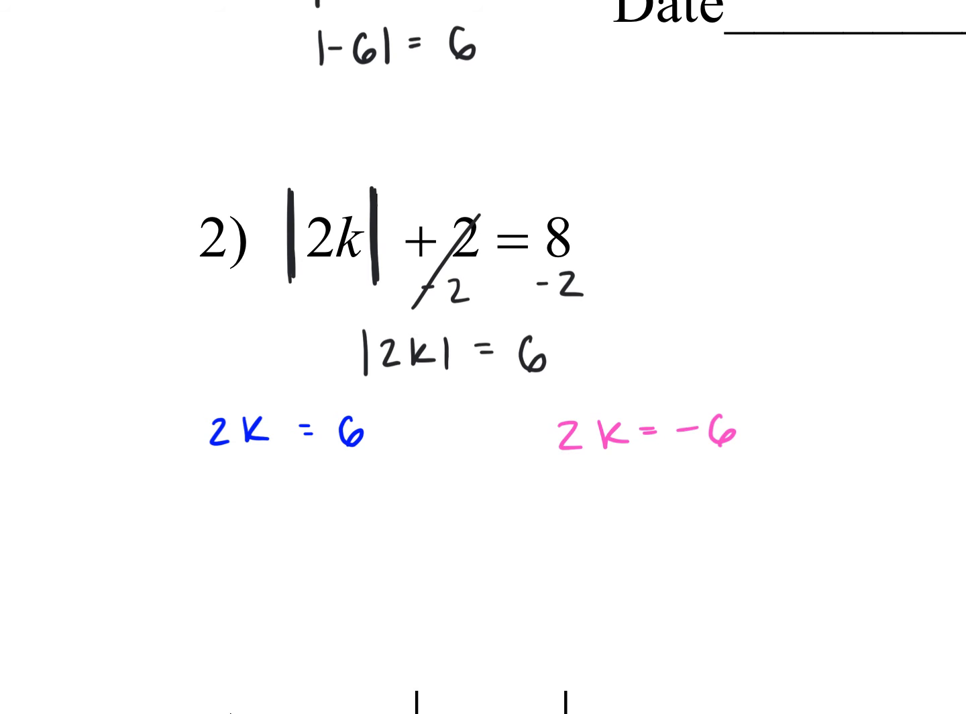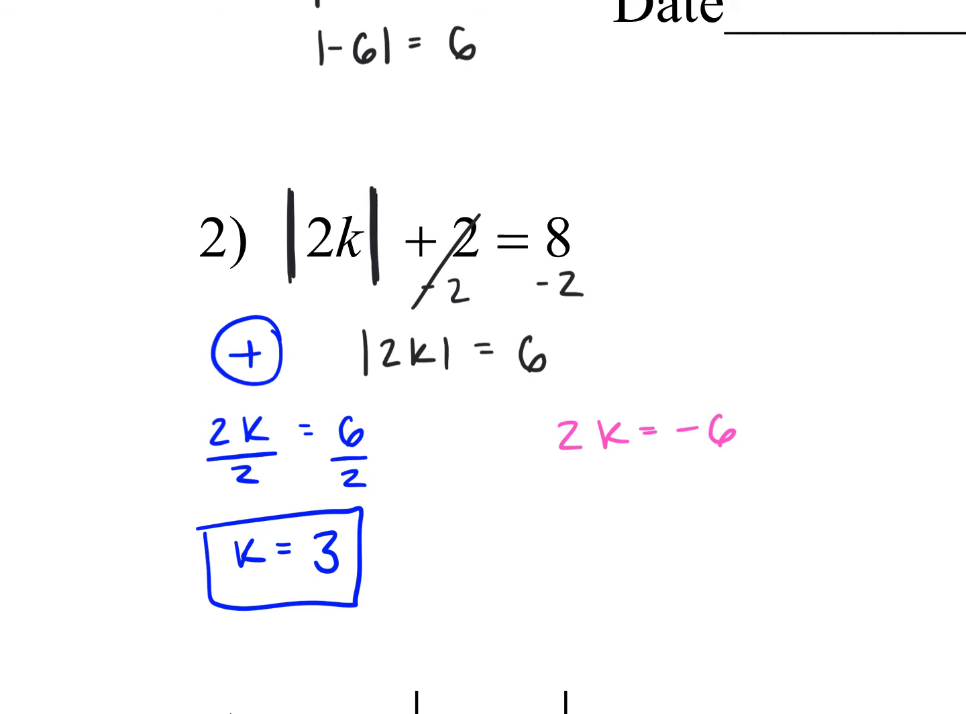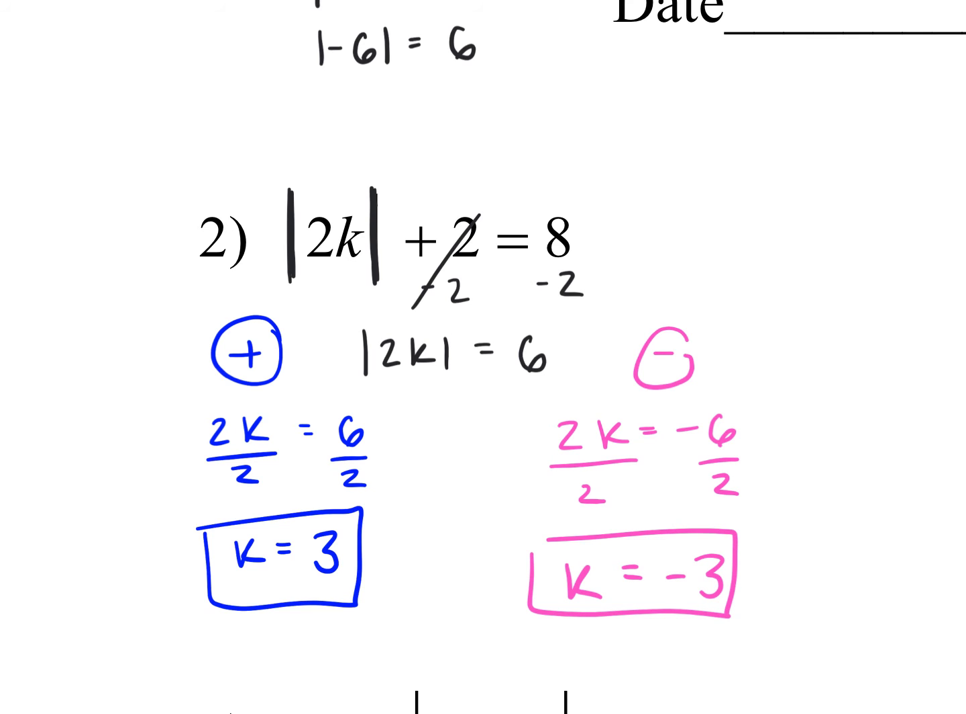So in this blue equation, our positive version, how do I solve for k? Divide both sides by 2. So I have k is equal to, what's 6 divided by 2? 3. So that's one answer. K is equal to 3. And then in my second equation, what do I need to do to solve for k? Divide both sides by 2. What's negative 6 divided by 2? Negative 3. So k is equal to negative 3 is my second answer. So I have two answers here, 3 and negative 3.